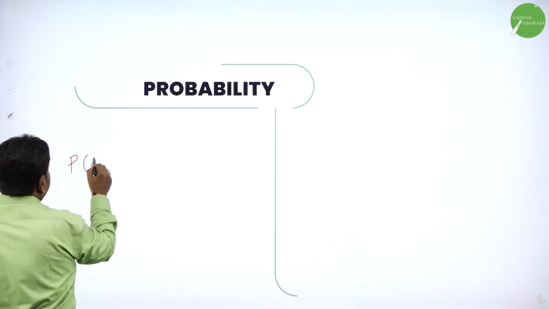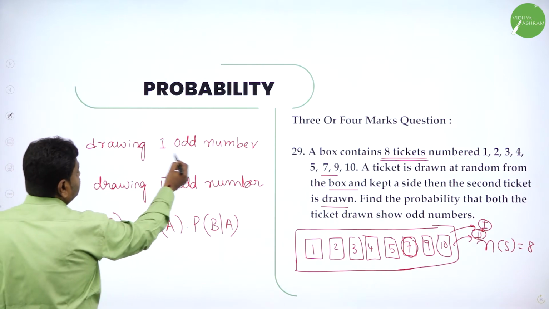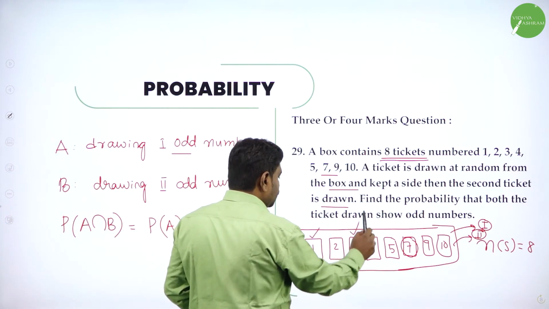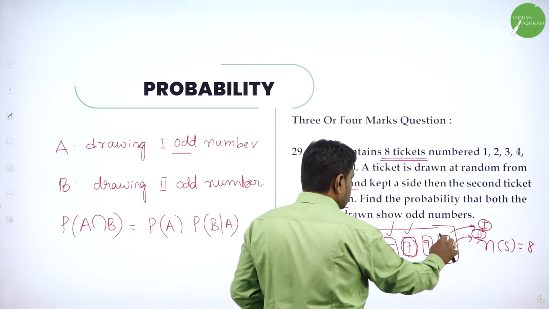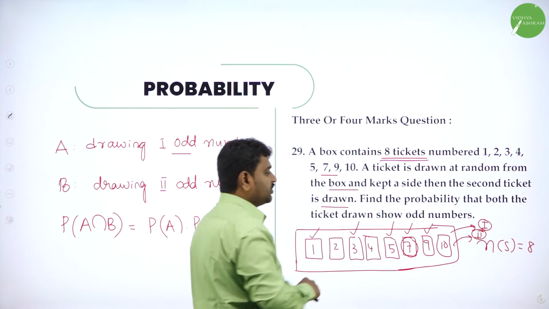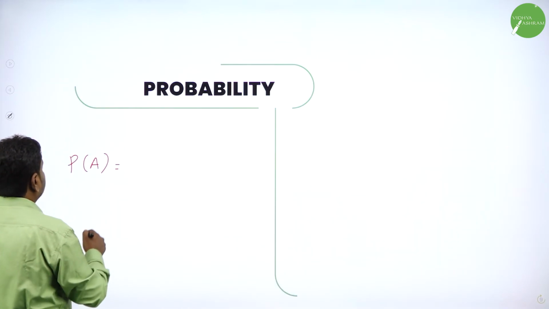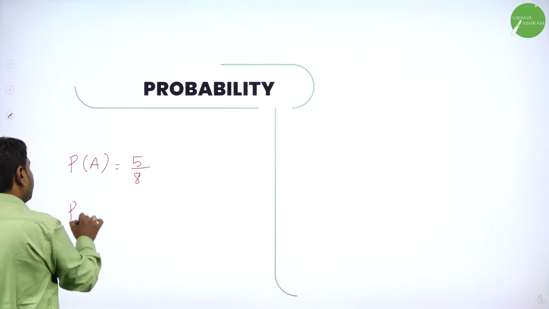So now I'll go to P of A. What is P of A? Probability of A. What is meant by A? A is drawing first odd number. How many odd numbers are there? 1, 2, 3, 4, 5. 5 odd numbers are there if you count. Any one you will take out. So drawing first odd number is 5 out of 8 tickets. 5 by 8.